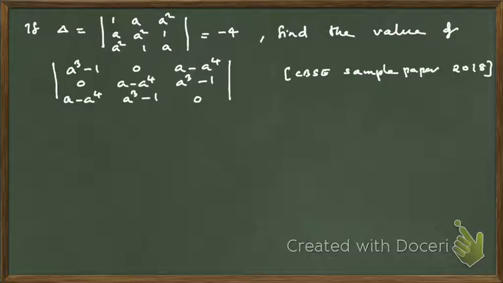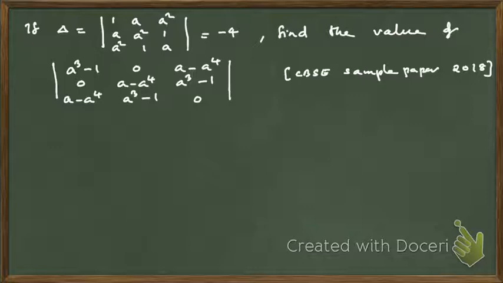Delta is equal to the determinant with rows 1, a, a square; a square, 1, a; a square, 1, a... and this is equal to negative 4. So there is a determinant given to you whose value is negative 4, and the question is to find out the value of this determinant. One approach could be to solve this determinant and get the value of a out of it, then sub in that value of a into this and evaluate this determinant. But it could turn out to be very tedious. So we try something else here. That's why I said it's an interesting question.